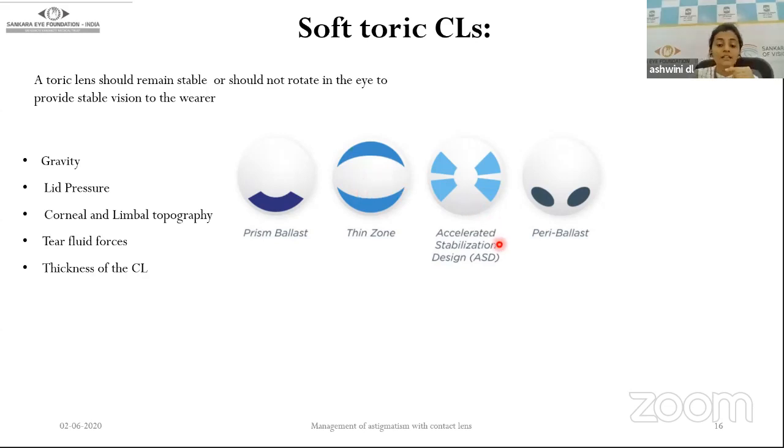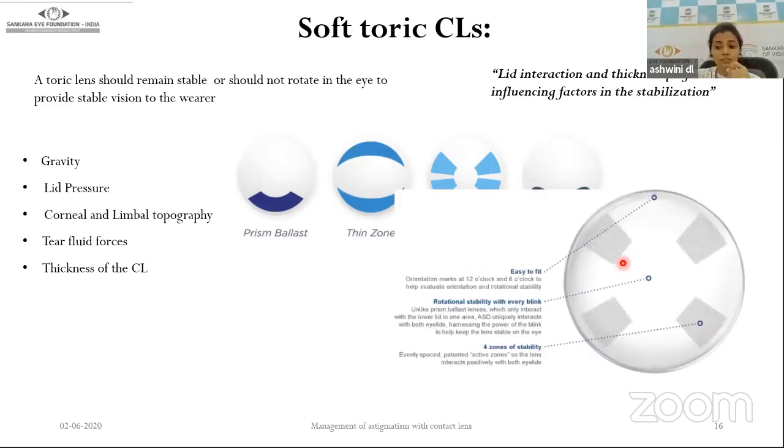And in the accelerated stabilization design, it is one of the good and comfortable stabilization techniques for a patient, in which you can see there will be a thick zone at the 10 o'clock, 8 o'clock, 4 o'clock, and 2 o'clock positions. In these four meridians, the contact lens will be comparatively thicker than the rest. The speciality of this technique is that the contact lens mass, the thickness, is divided among all the surface, because of which the patient will not feel uncomfortable. The lid interaction with the contact lens will be equal for both the upper eyelid and the lower eyelid.